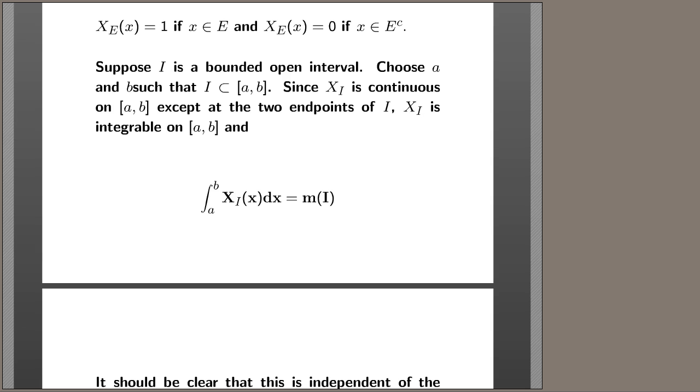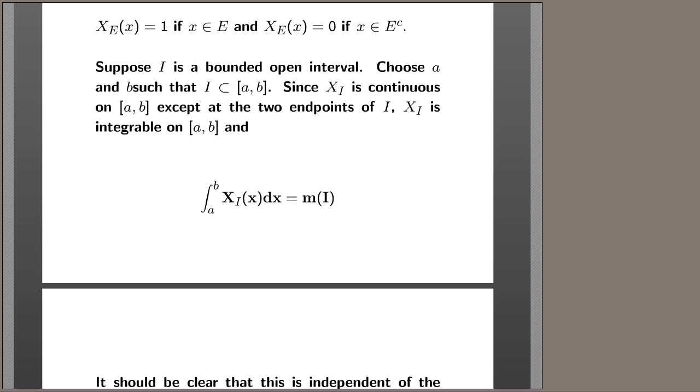A very smart way to define the measure of a bounded open interval. Be careful. Not a bounded open set. You're talking about a bounded open interval. It can be expressed as the Riemann integral.